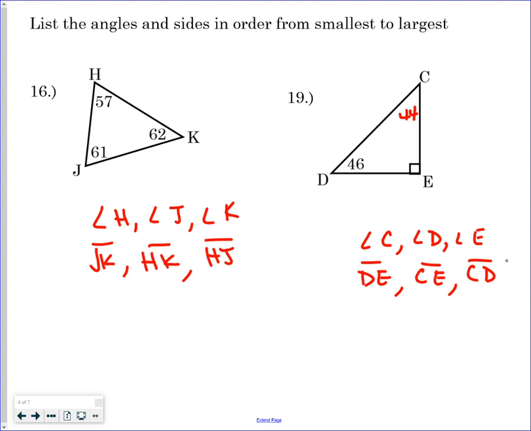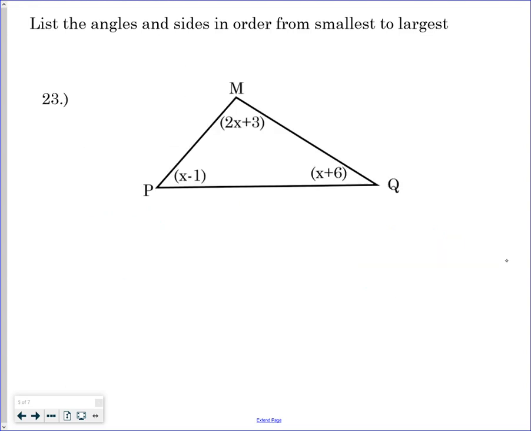Back page. I don't know angles or sides. So what am I going to do? Find X. How do we find X? This plus this equals 180. X minus 1 plus 2x plus 3 plus x plus 6 equals 180. You guys take your time and solve for X.